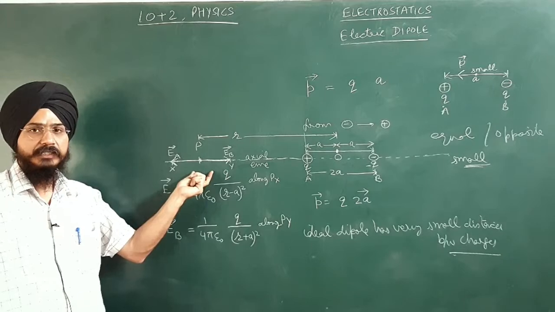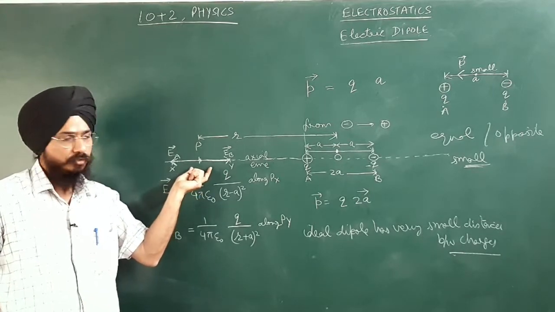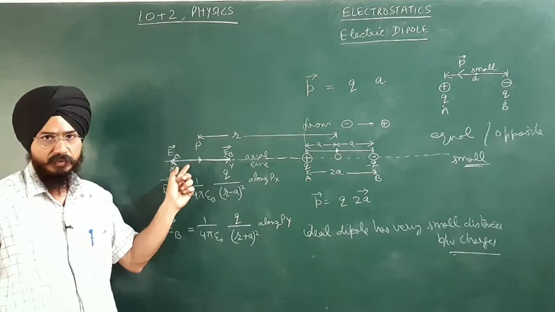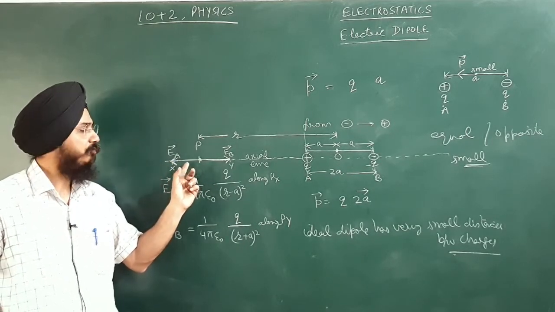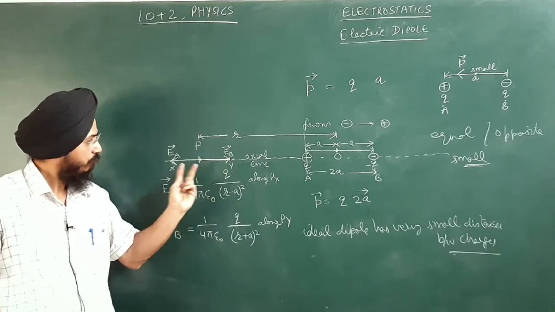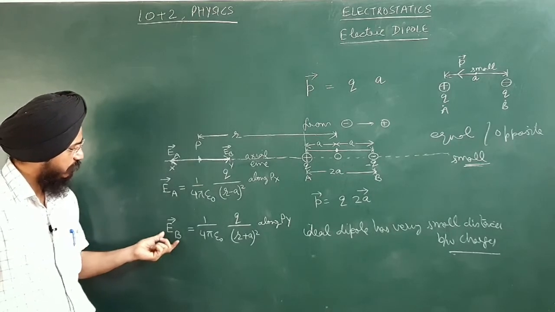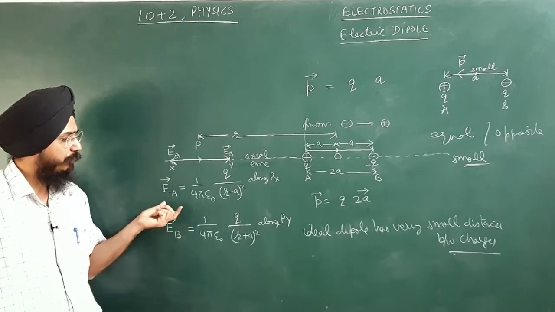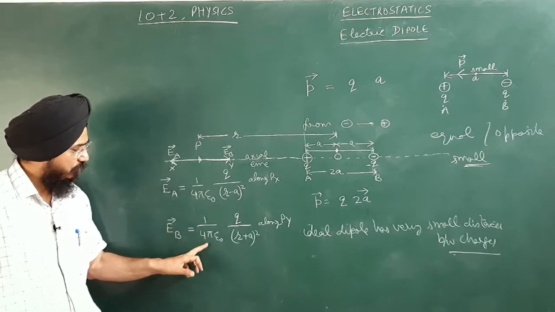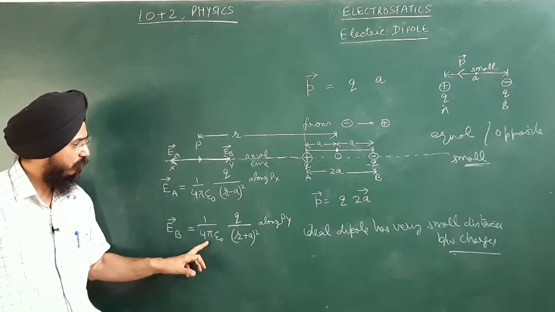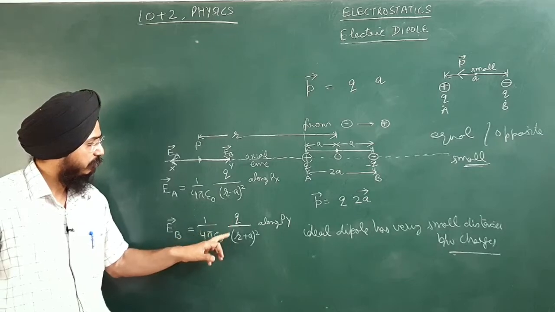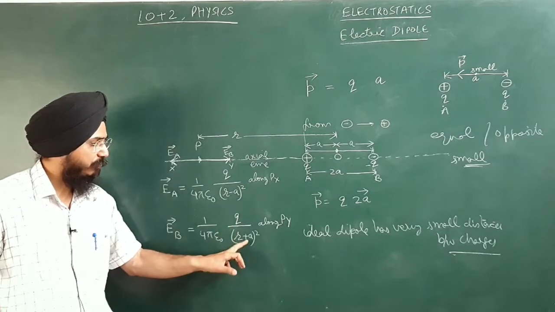We have to find the resultant of these two vectors. These vectors are collinear but opposite in direction, acting along the same line. Therefore the resultant of these two vectors will be the subtraction of the vectors. So let us check which one is the bigger vector out of these two. In both the expressions, 1 over 4 pi epsilon naught is common, Q is common, so the determining factor is (r minus a) and (r plus a).